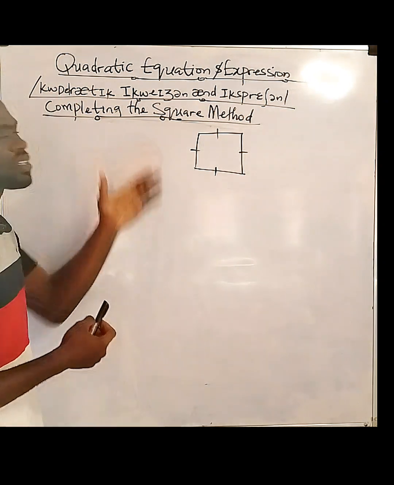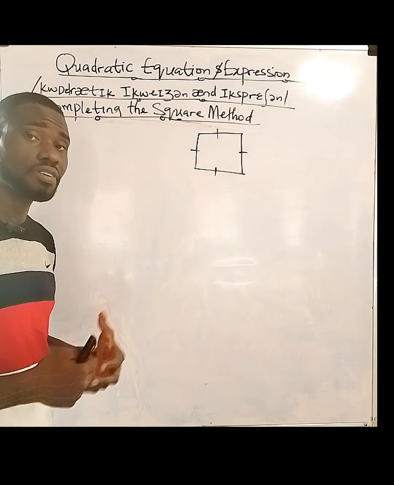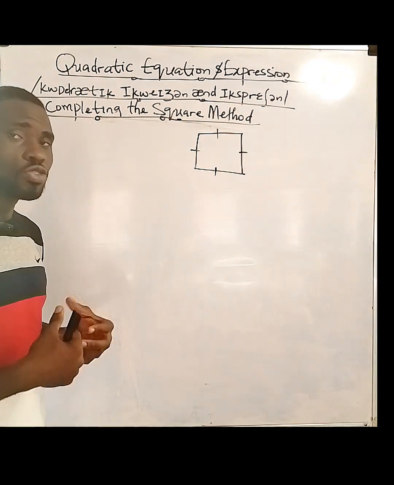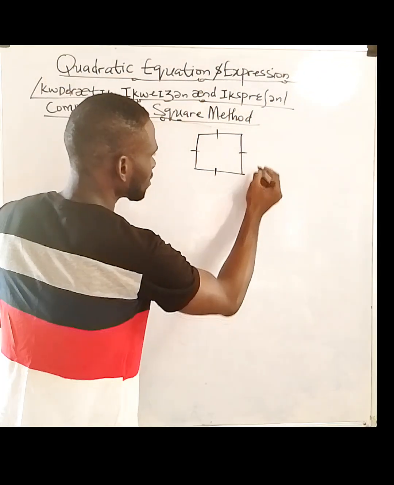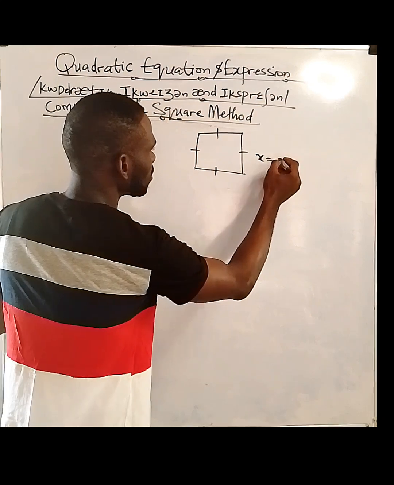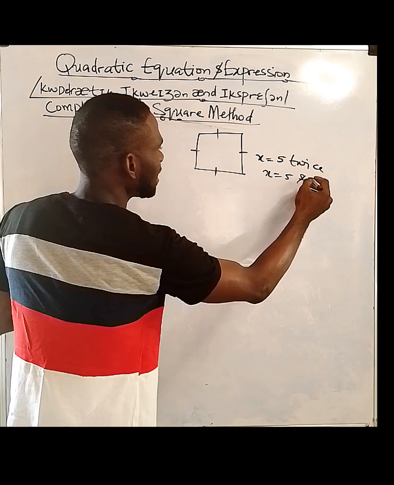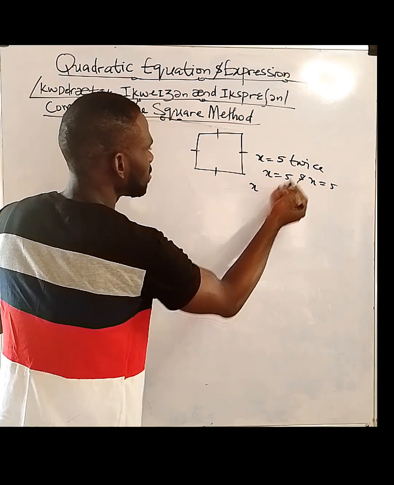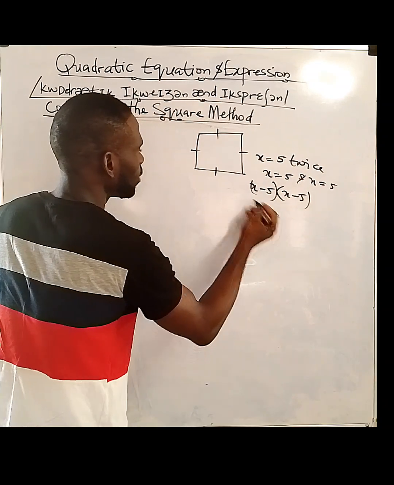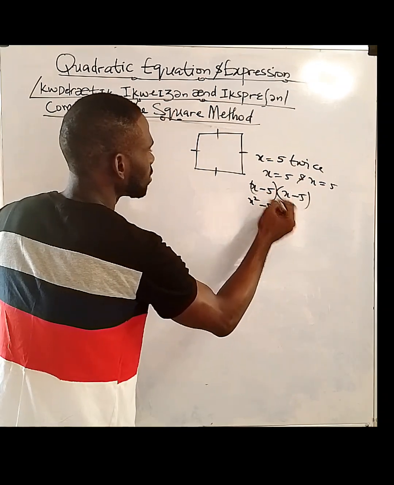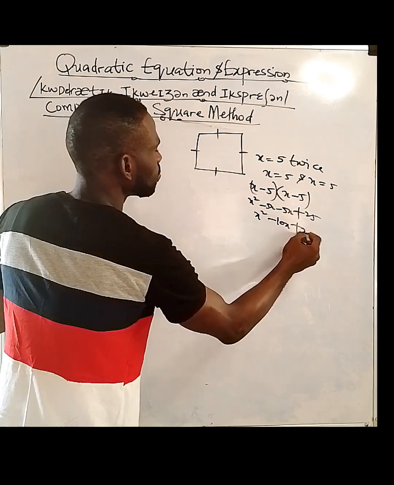Now, why do we call it completing the square method? This method helps us to transform or to regenerate a given quadratic equation into something with identical roots. Now, that's what I mean. If the roots of a quadratic equation are identical, let me say the root is 5 twice, that is x is equal to 5 and x is equal to 5, it means we have (x minus 5)(x minus 5). Now when you expand this, what do we have? x squared minus 5x minus 5x plus 25. You have x squared minus 10x plus 25.